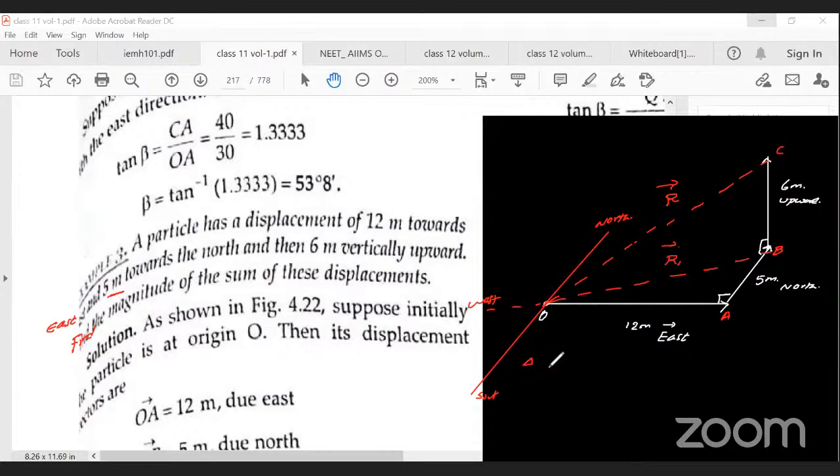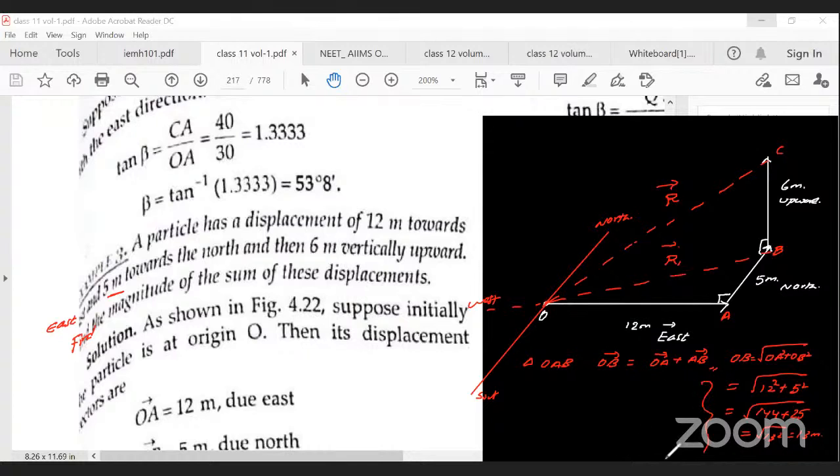So from the right angle triangle OAB, remember, OB vector is equal to OA vector plus AB vector. Now I need to find the magnitude. Magnitude OB is equal to root of OA square plus AB square. OA is 12, so 12 square plus 5 square, which is 144 plus 25, so it is 169. It is nothing but root of 13 square, which is equal to 13 meters. So the displacement, the shortest path between point O and point B, is 13 meters.